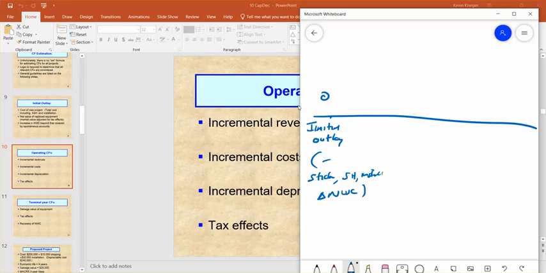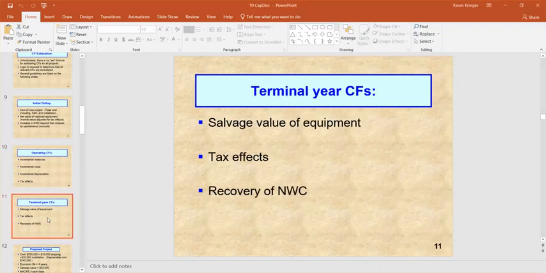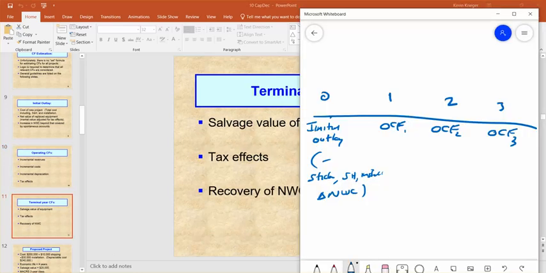And then you're going to have some operating cash flows for, say, 3 years. So you're going to have OCF 1, OCF 2, OCF 3. And then if 3 is indeed your last period, then you'll have a terminal year effect as well. That's going to include things like getting your net working capital change back because the project's over. Don't worry, we're going to talk more about that in a little bit.